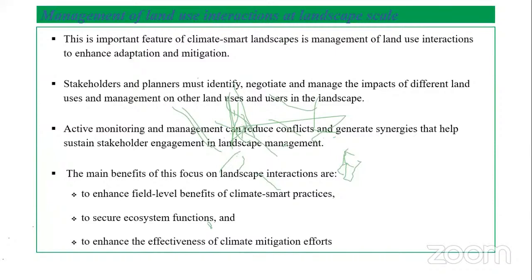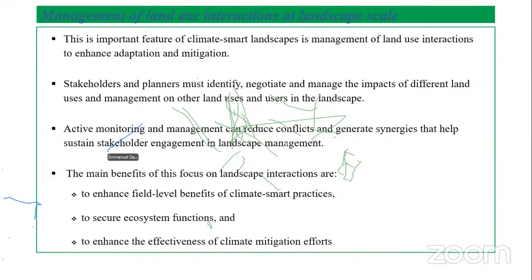This is very important. Active monitoring and management can reduce conflicts, generate synergies, and sustain stakeholders' engagement in the landscape management. This is co-creation and cooperation, or we can literally call it a participatory approach. Okay, one of the ultimate goals of landscape management or governance is that through the use of monitoring and evaluation tools, we can reduce conflicts among societies, individuals, even countries over resources, harmonize and synthesize synergies, and sustain the engagement of stakeholders in that landscape management.